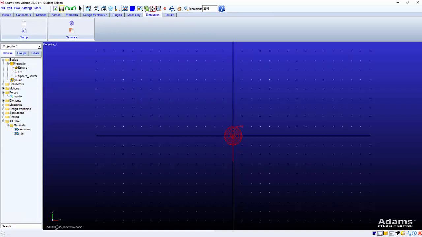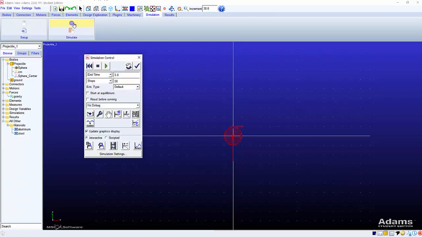Once you click OK, the gravity should appear under forces like this. Let's go back to our interactive simulation window and see what we have. As we have learned before, this button is to run the simulation or start the simulation.